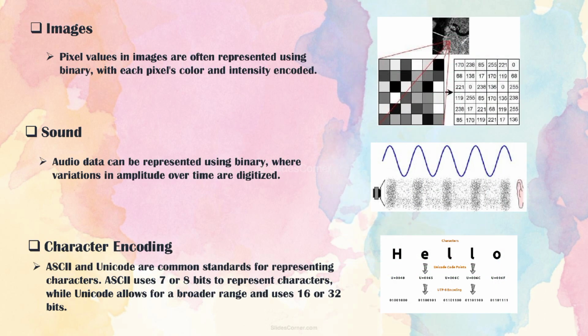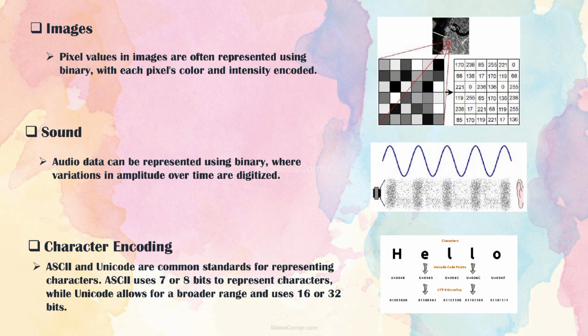Image. Pixel values in images are often represented using binary, with each pixel's color and intensity encoded. Sound. Audio data can be represented using binary, where variations in amplitude over time are digitalized. Character encoding. ASCII and Unicode are common standards for representing characters.